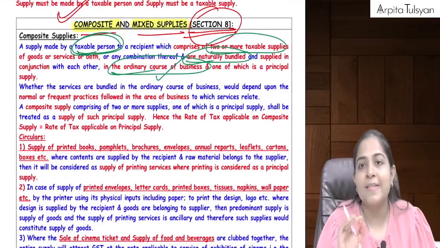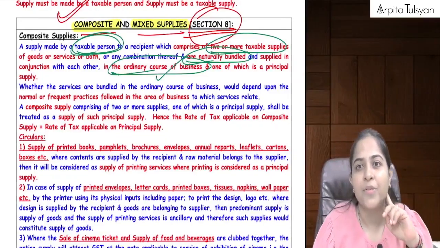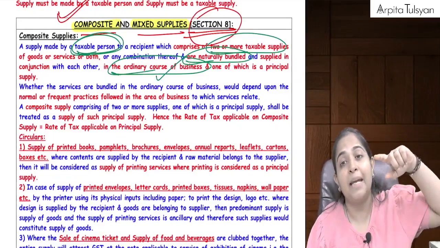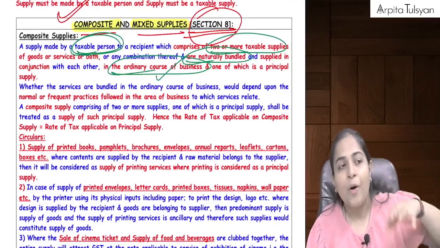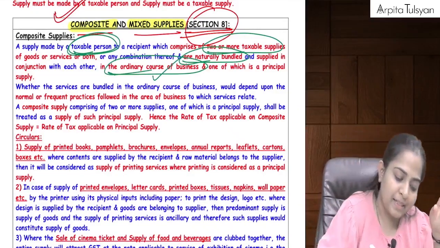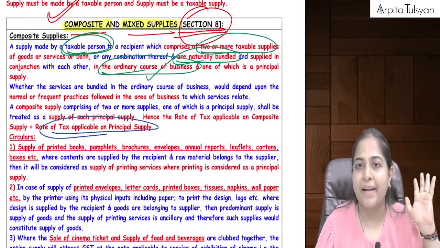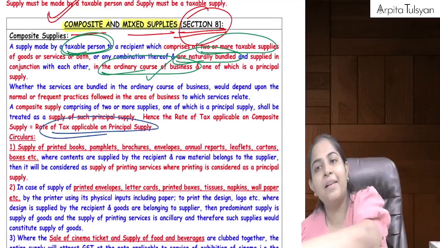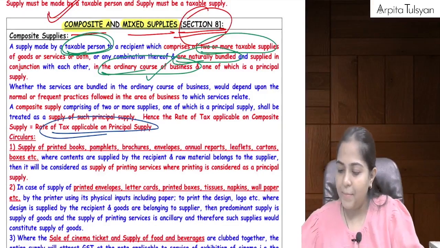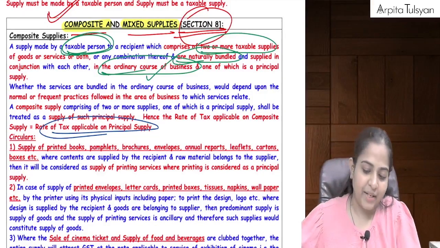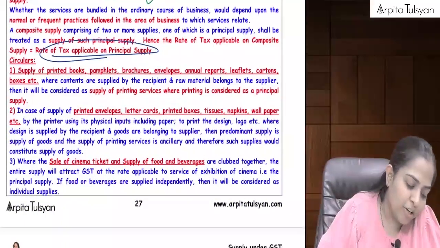And what is the rate of GST applicable in case of composite supply? Whatever is the rate applicable on principal supply, that rate will be applicable on the entire composite supply. Simple, understandable? Yes. Manageable? Okay, then after that, we have got a few circulars.